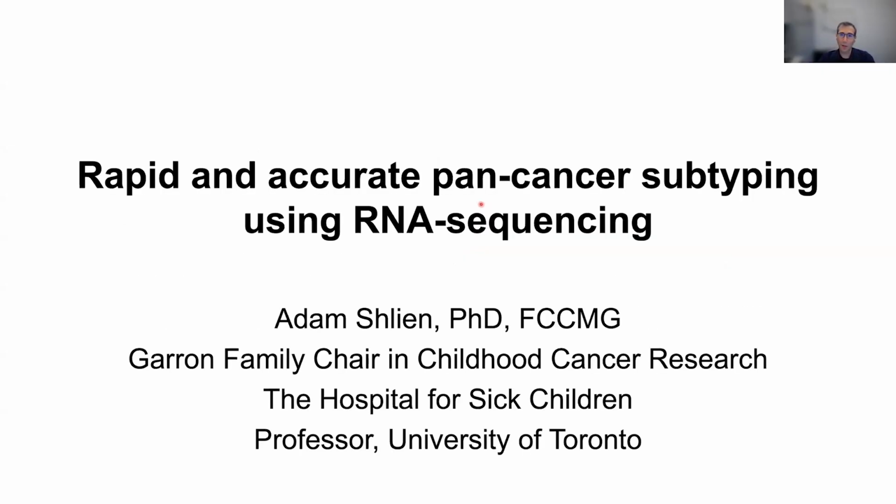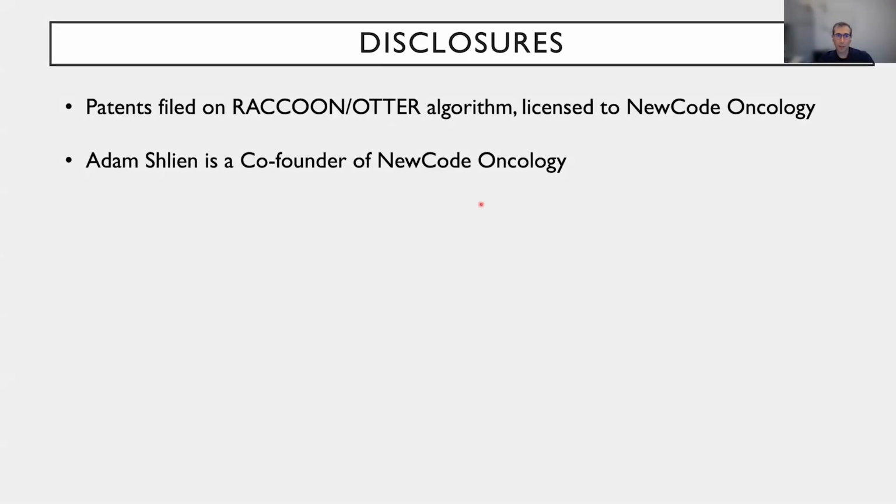My disclosures will come in a couple slides as well. So as we mentioned, I'm going to be talking about pan-cancer subtyping using RNA-seq. I'll tell you about the system that we established first off in terms of the algorithms, and then jump into the ONT specific bits. So here are my disclosures: the algorithms that are going to be discussed have been licensed to a startup company of which I'm a co-founder.